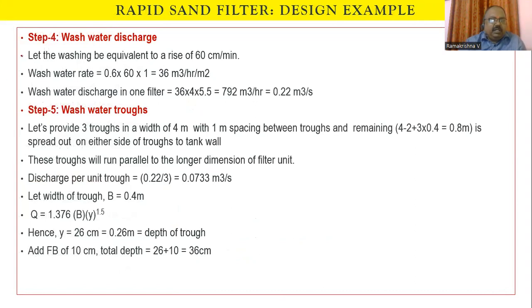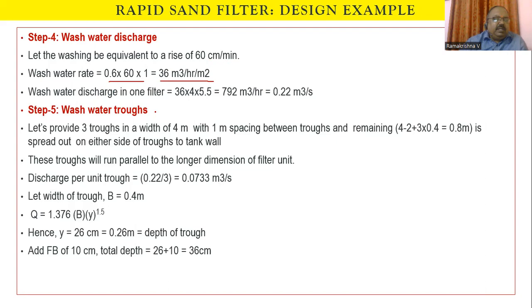Next, the wash water discharge you have to calculate. It is given as 0.6 meters per minute per meter square. 60 centimeters per minute is nothing but 0.6 meters per minute. Now calculating it per hour, 1 hour means 0.6 into 60, which is 36 meter cube per hour per meter square.